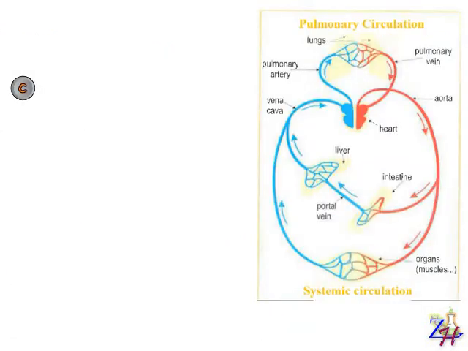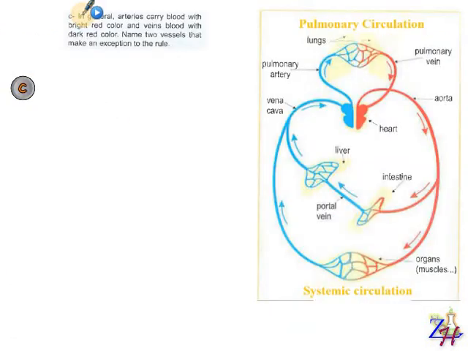So, if we go now to part C, the question says, in general, arteries carry blood with bright red color and veins blood with dark red color. Name two vessels that make an exception to the rule. If we want to look here at the diagram again, we notice that the arteries carry bright red blood. If we go back to the previous lesson, the blood is bright red when it's rich in O2, while when it's poor in O2, it will be dark red. And as we know, the arteries, starting with the aorta, carry blood to the organs. This blood going to the organs has to be rich in O2. That's why its color is bright red.